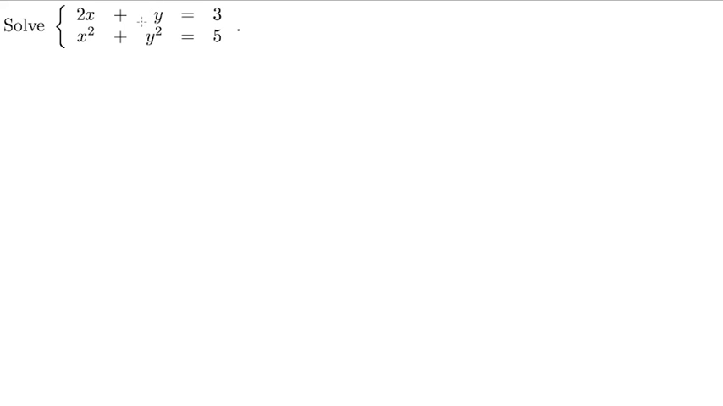So what we're going to do instead is substitution. Notice that I can solve for my y pretty easily from equation 1. So let's subtract 2x from both sides. That's going to give us y equals 3 minus 2x. All right, now I'm going to take this and plug it in for my y into my second equation. So I'm going to take x squared plus y squared equals 5, but in place of the y, I'm going to put that 3 minus 2x term.